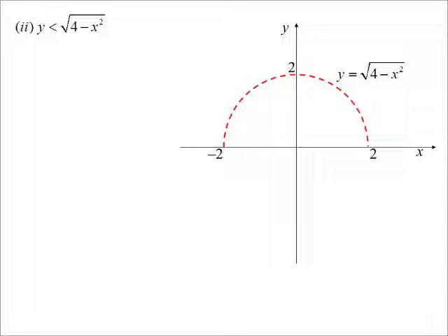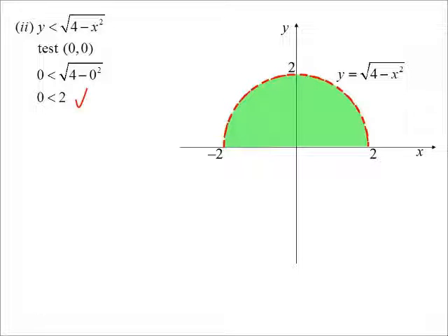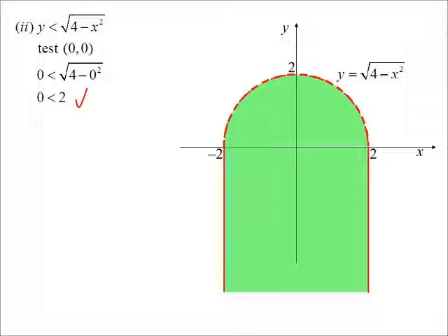Oh, this is an interesting one. Y is less than the square root of 4 minus x squared. So the boundary is the semicircle, y equals the square root of 4 minus x squared. Now, we haven't really broken up this shape into two regions. Let's just test a point. 0, 0. 0 is less than 2. Yes, it is. That would be the common mistake, just leaving it like that. But that's not the final solution. That's the final solution.